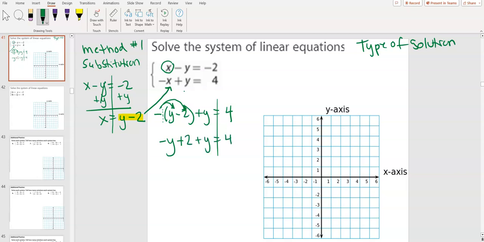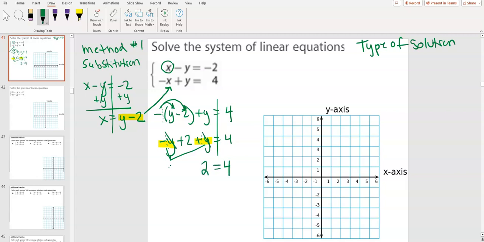Okay, I am now going to combine my like terms. So you may have noticed I've got 2 y's here. We're going to combine those together. But when I combine these together, what's a negative 1y plus 1y? Well, that makes 0y or just 0. They cancel out. And I'm left with 2 equals 4.